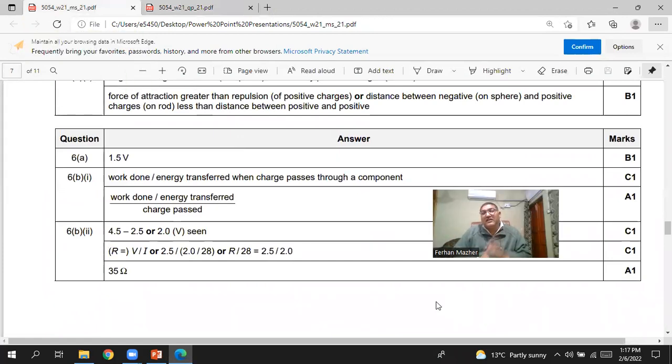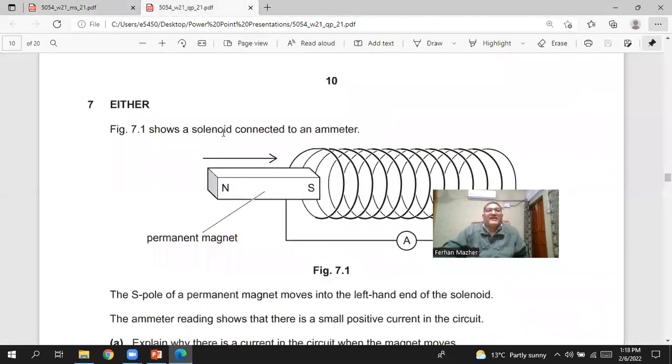So this is the marking scheme for question number 6. Pause this video and take your time and read it carefully. To check the answers and compare your answers, your teacher's answers, your mentor's answers with the marking scheme issued by Cambridge is very, very important. So let's move to the next question.